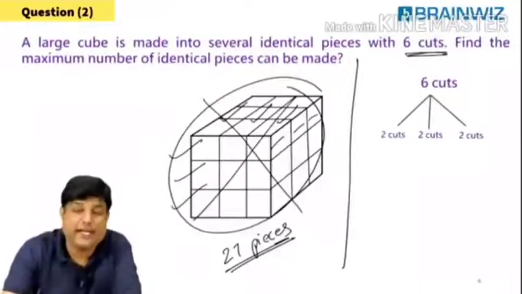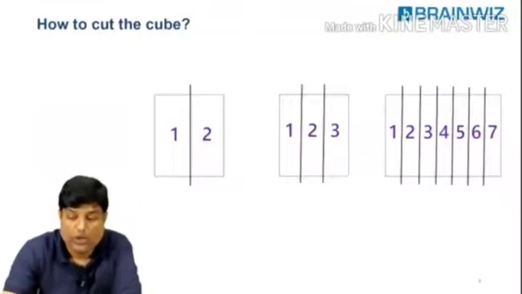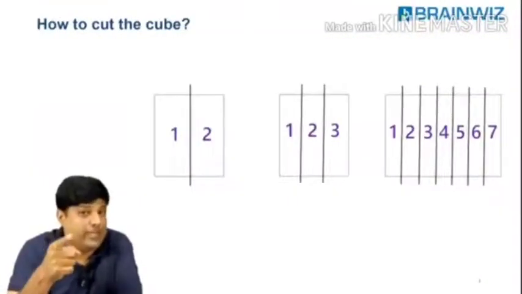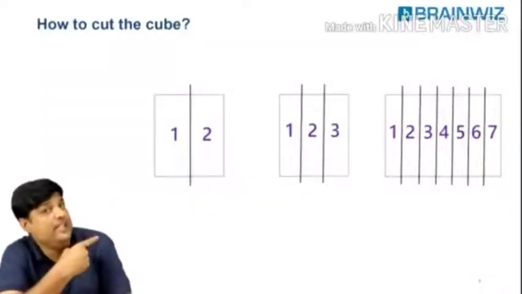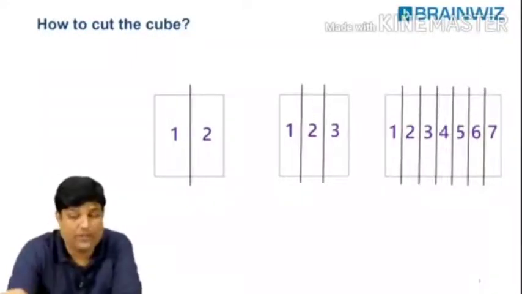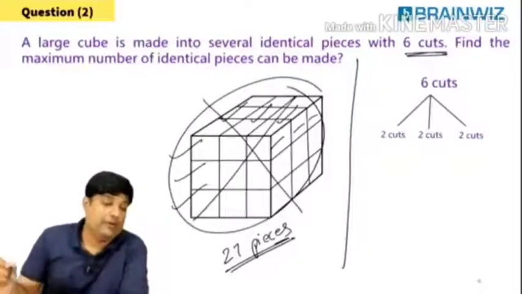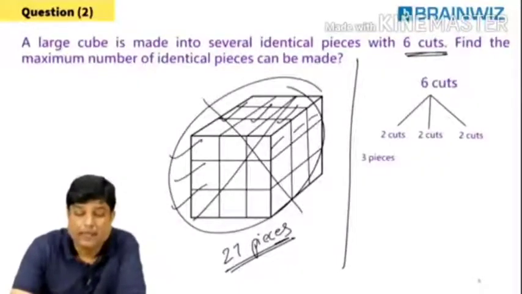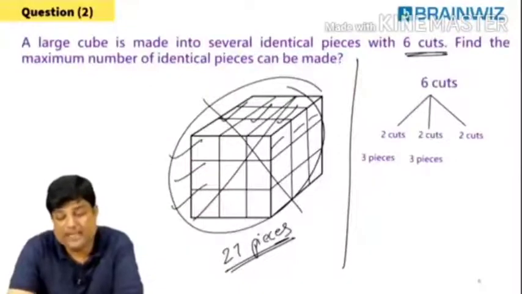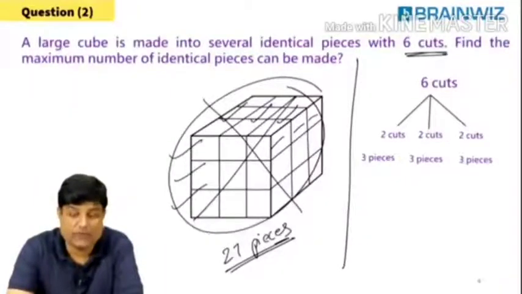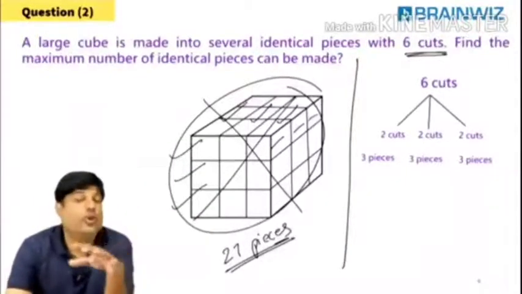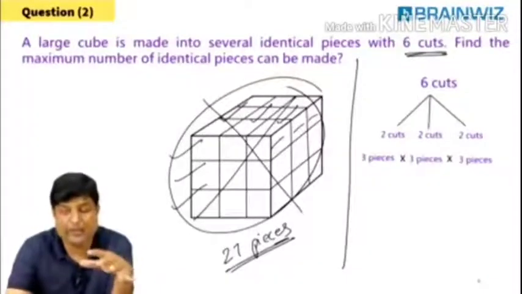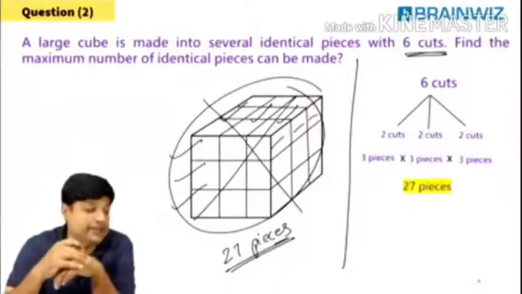Students, don't say I don't know. We have learned the basics. For every cut we get an extra piece. For every cut there's an extra piece, we have learned. Are you understanding? Now tell me, when there are 2 cuts, how many? 3 pieces. When you have 2 cuts on y-axis, again 3 pieces. On z-axis also 3 pieces. So what are you going to do? You're going to add all these 3. No, multiply. So the final answer is what? 27 pieces.